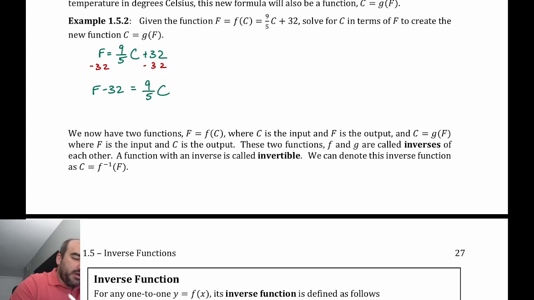And the next thing we're going to do is we want to get rid of the 9/5, just like last time. How we get rid of that is we multiply by its reciprocal. So again, we multiply both sides by 5/9. On this side, things cancel nicely like we wanted. And then on the other side, we'll just leave things as is.